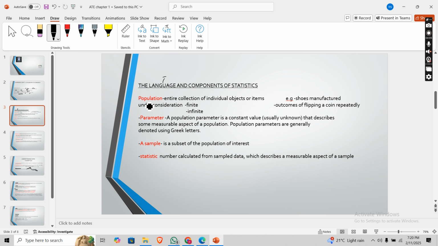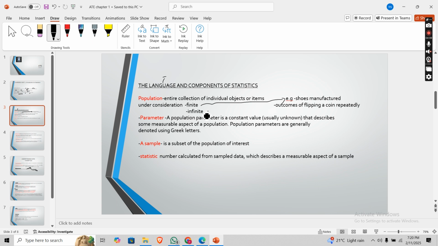The population can be finite or infinite. A finite population is a population that is countable, and an infinite population is a population that is uncountable. An example of a finite population is shoes manufactured in a factory on a given day. It's possible for you to count the number of shoes manufactured at this factory in a given day.